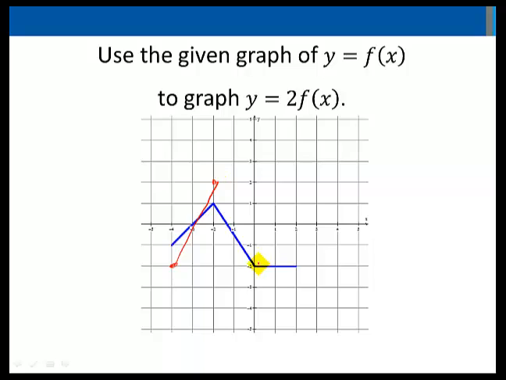The next point on our graph that I'm going to work with is 0, -2. Multiplying the y coordinate of -2 by 2 gives me the point 0, -4 on our graph. And last of all, the point 2, -2 on the original graph, multiplying the y coordinate by 2 gives me the new point 2, -4. And so this red graph is the graph of y equals 2 times f of x.